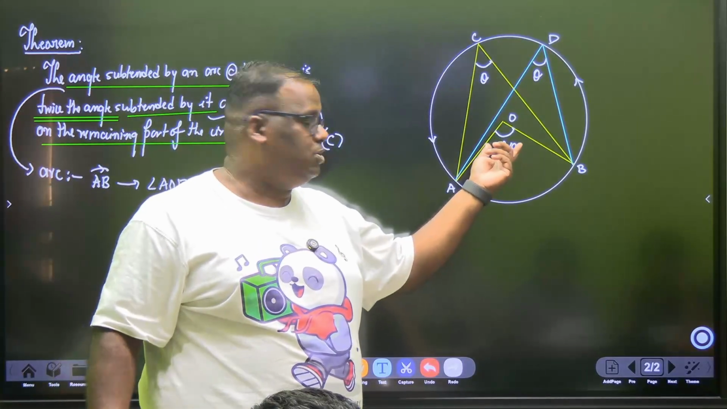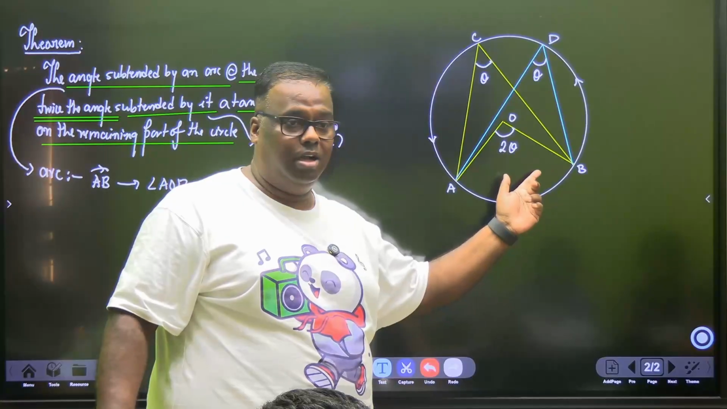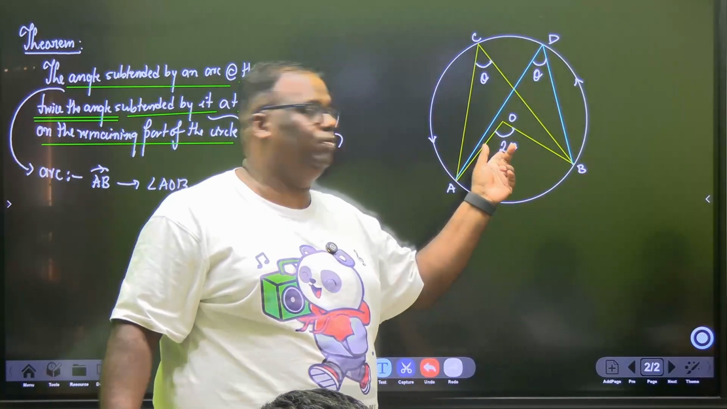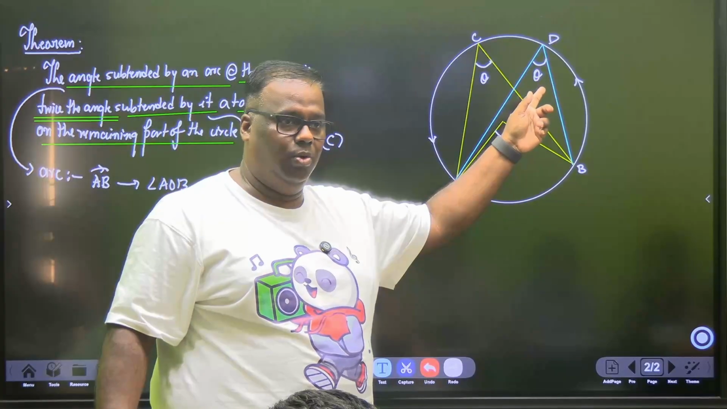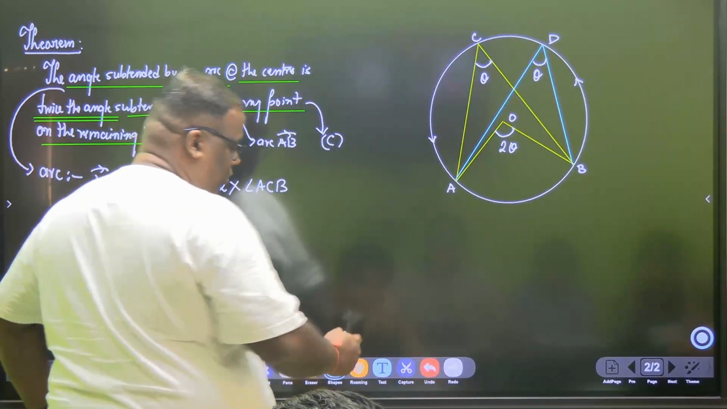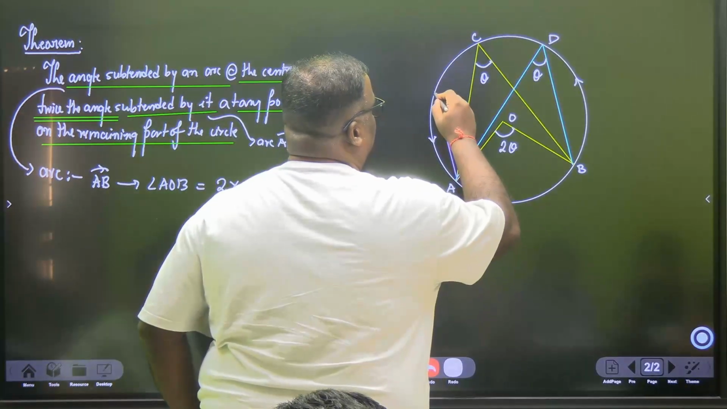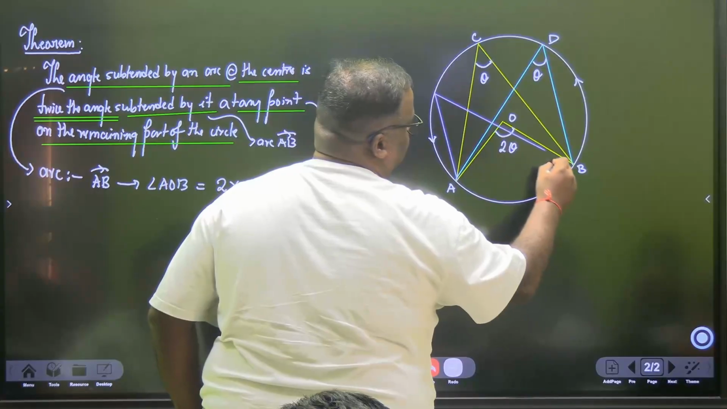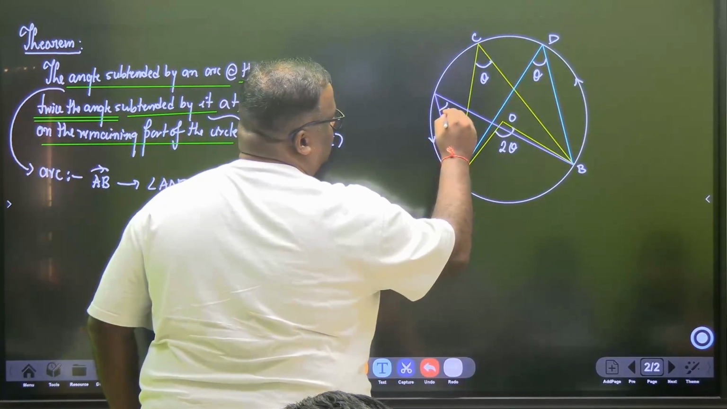If you know this particular angle, then any angle subtended by this arc on the remaining part is always half of this angle. If this is 2 theta, then how much will this be? It will be theta. This will also be theta. And if I mutate this diagram further, and I make an angle here, like this, even this angle would be theta.